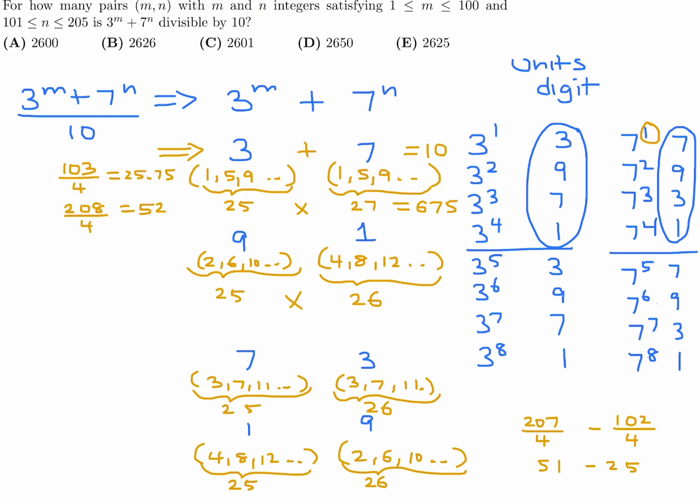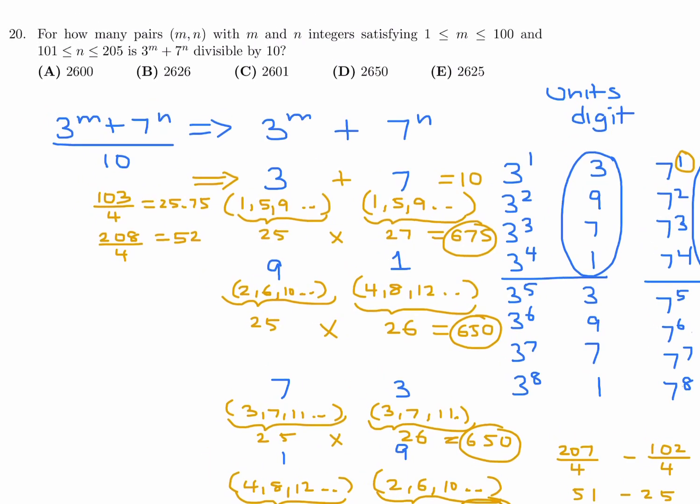And just like before, we have to multiply these guys. 25 times 26 is 650. This also gives me 650. And this also gives me 650. So in total, 675 plus 650 plus 650 plus 650, and that total is 2625. Therefore, number 20, the answer is E.